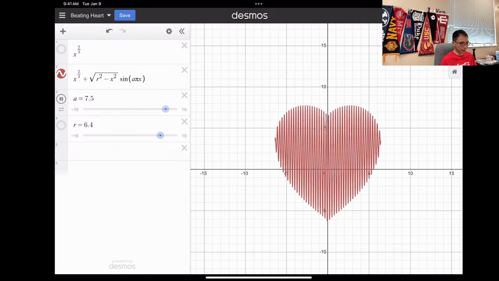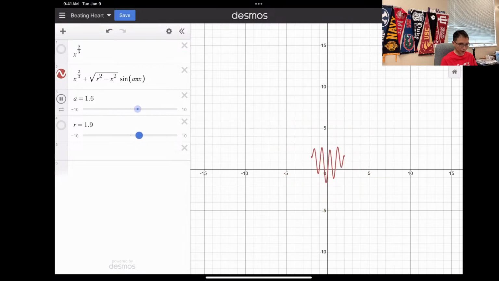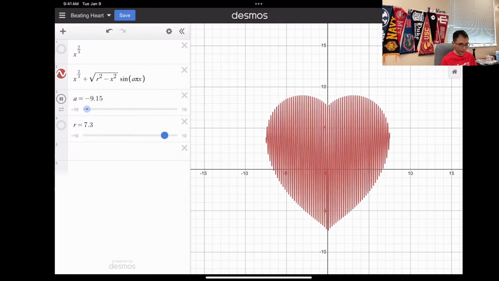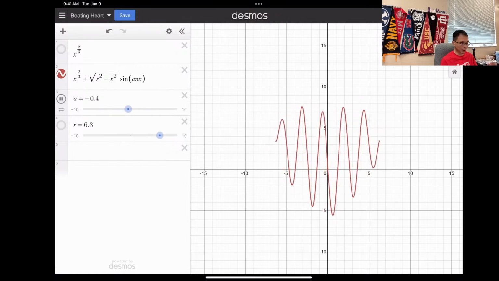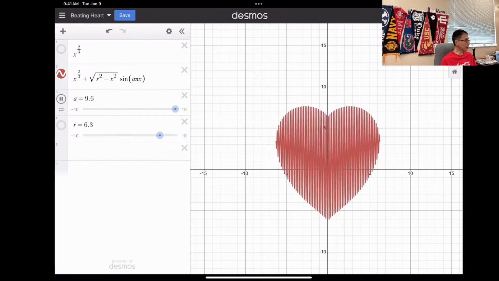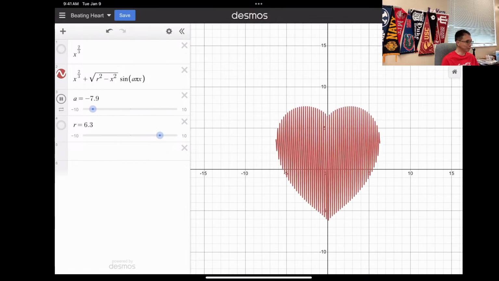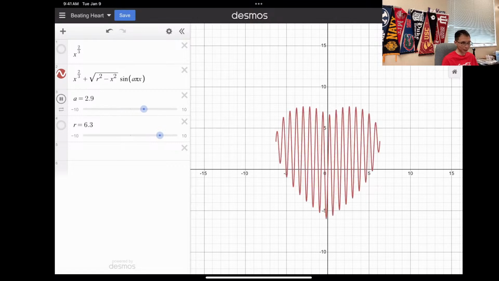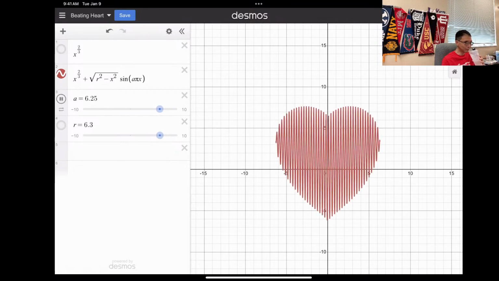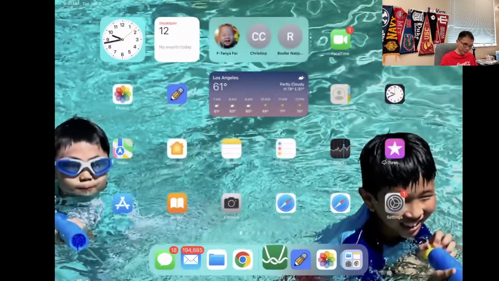So this is interesting. This can make a heart small, big. It's actually pretty interesting. So yeah, it's actually pretty impressive. She went out with him at homecoming or something. I don't know. Very cool.